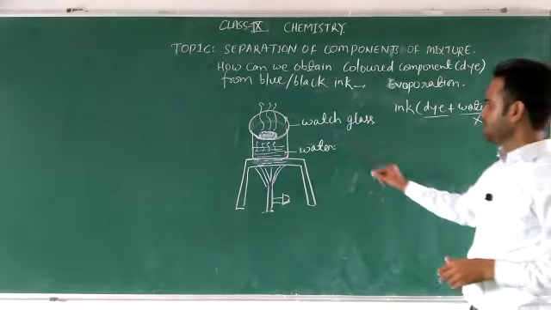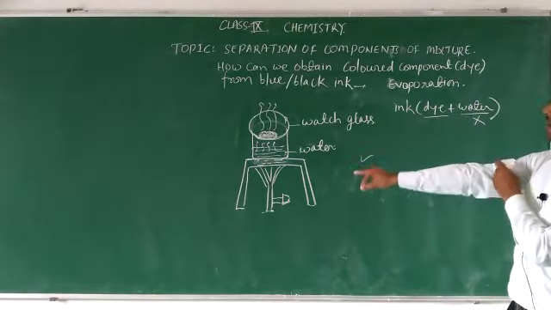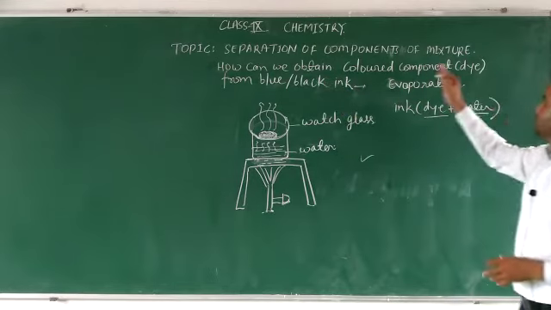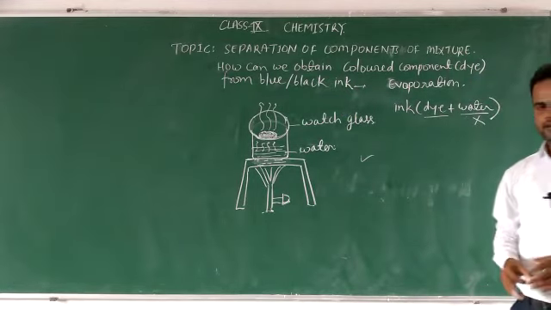So this is how we can use the evaporation method to obtain the colored component dye from blue or black ink. I hope it is clear now.